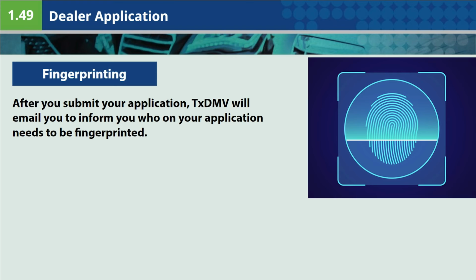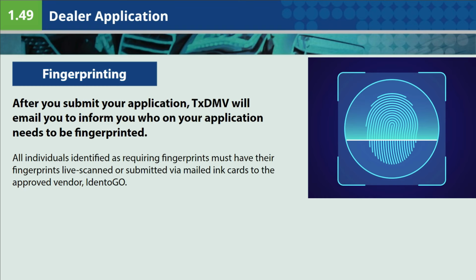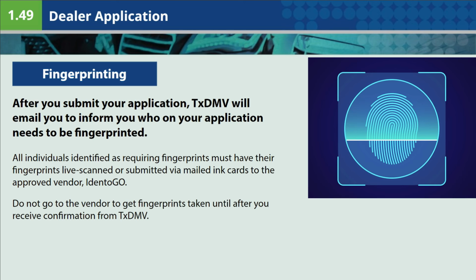After you submit your application, TextDMV will email you to inform you who on your application needs to be fingerprinted. All individuals identified as requiring fingerprints must have their fingerprints live scanned or submitted via mailed ink cards to the approved vendor, Ident2Go. Do not go to the vendor to get fingerprints taken until after you receive confirmation from TextDMV. The results of the fingerprinting will be sent directly to the TextDMV.